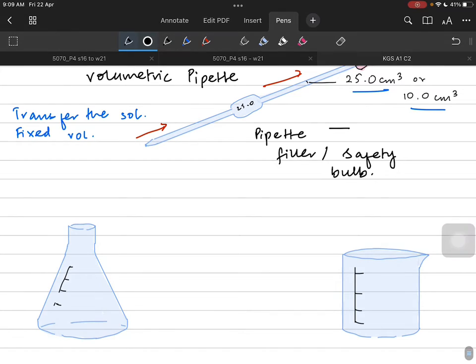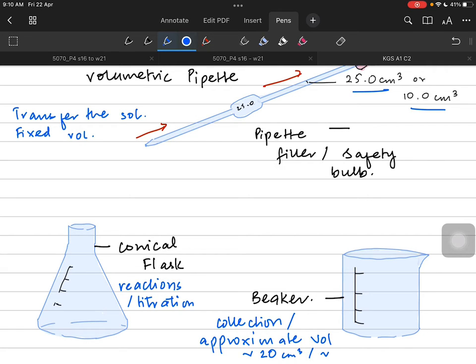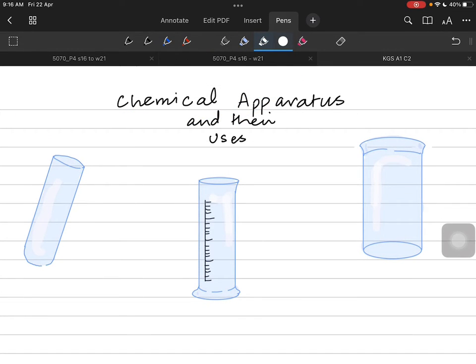We have two more pieces of apparatus with us. One is a conical flask, and on the right of the screen you can see a beaker. A conical flask is not used to transfer volumes, it is used to contain volumes. So we perform the reactions or the titrations in a conical flask. We contain the acid or the alkali over here, but we don't transfer it. A beaker is used for the collection of approximate volumes. It does not have a very good level of accuracy. So it is approximately 20, approximately 50 centimeter cube, approximately 100 centimeter cube, but not accurate.